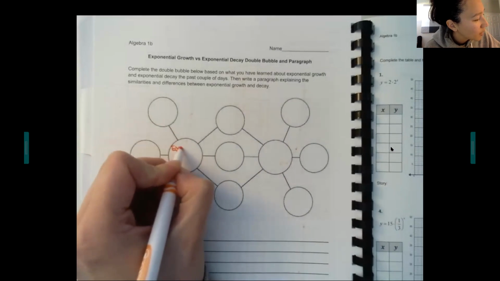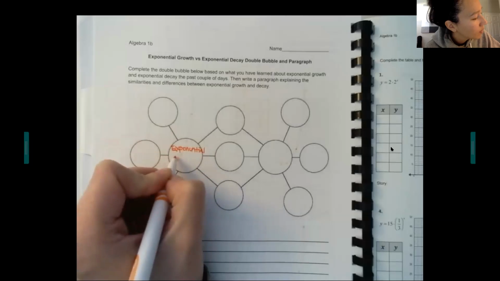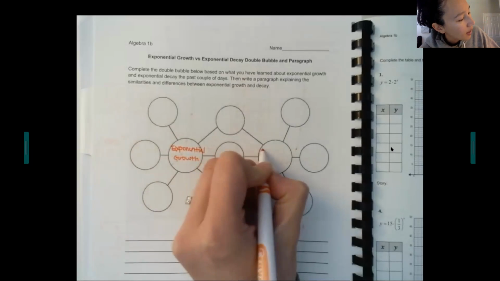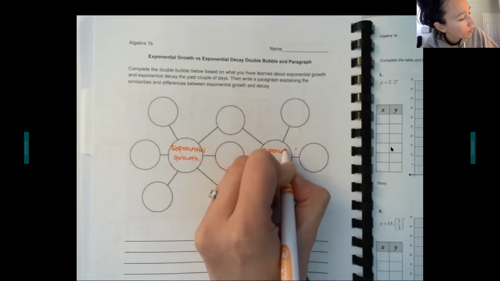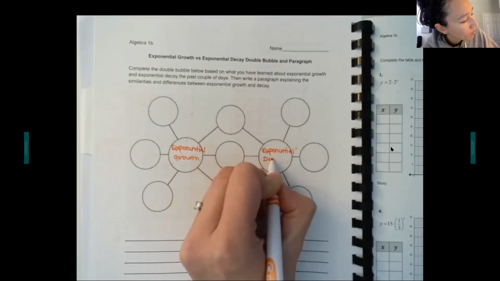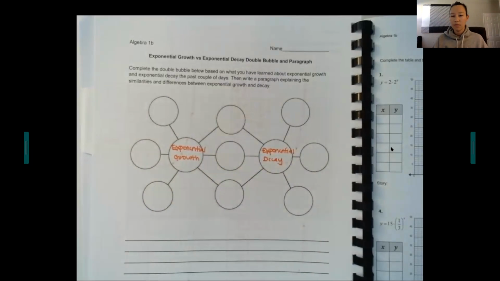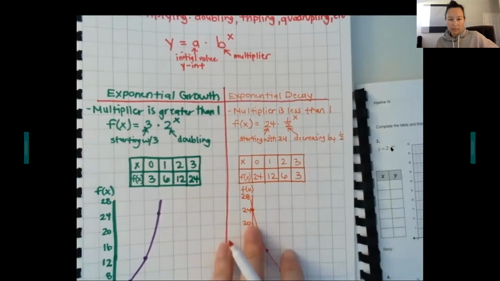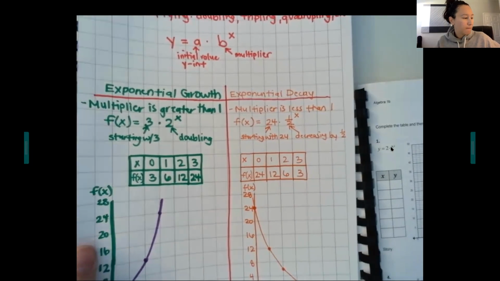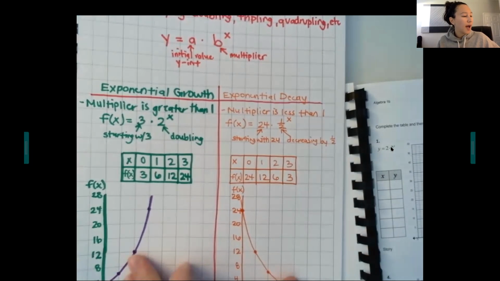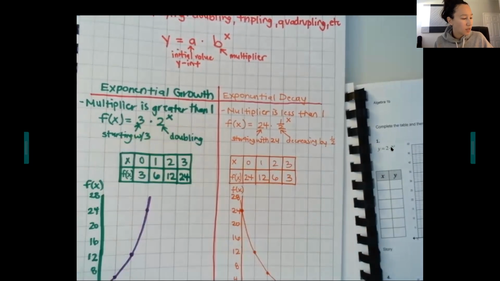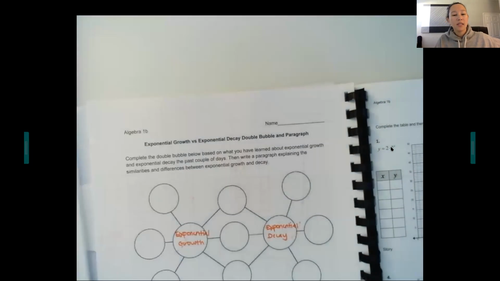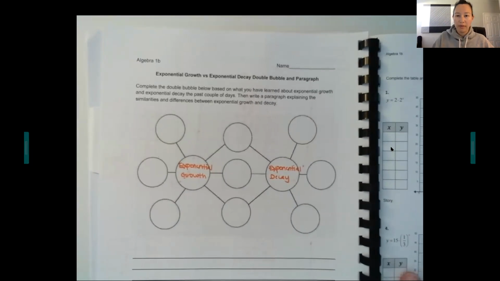So let's compare exponential growth and exponential decay. So why don't you, I'm going to give you a second. Look at your notes. You can use the graph, use the table, talk about the initial value and the multipliers. Go ahead and see if you can fill in a couple things on the double bubble.